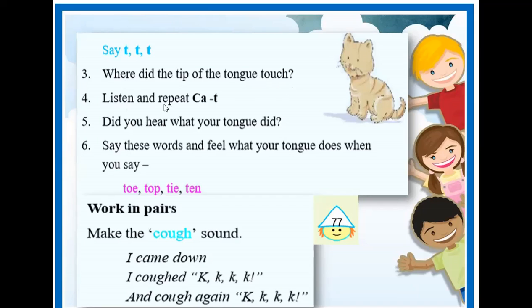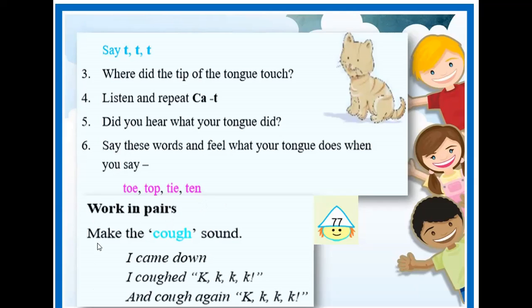Now, listen and repeat cat. Cat. Cat. Did you hear what your tongue did? Yes. Say these words and feel what your tongue does when you say toe, top, tie, ten. So children, you have understood that while uttering each of these words, in order to make the T sound, the tip of your tongue touched the beginning of the roof of your mouth.